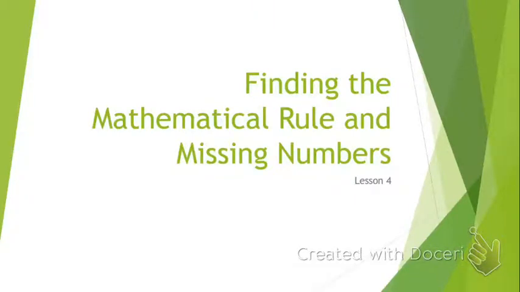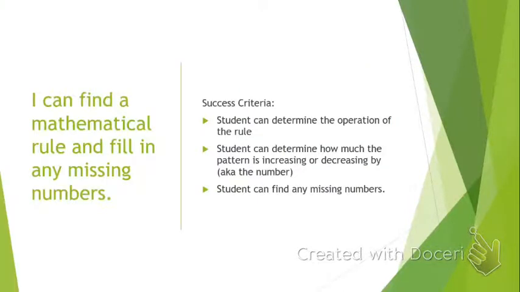Today for math, we are going to be finding the mathematical rule and any missing numbers. Our learning target is I can find the mathematical rule and fill in any missing numbers. Our success criteria, these are the things that we want you to be able to do at the end of this video. Our student, that's you, can determine the operation of the rule. So is it multiplication, addition, subtraction, or division?